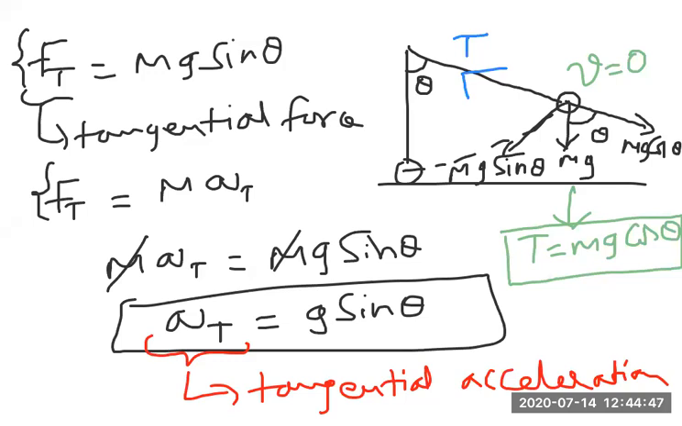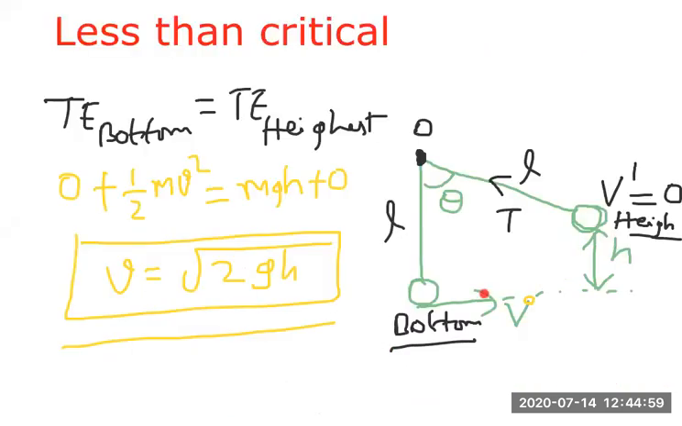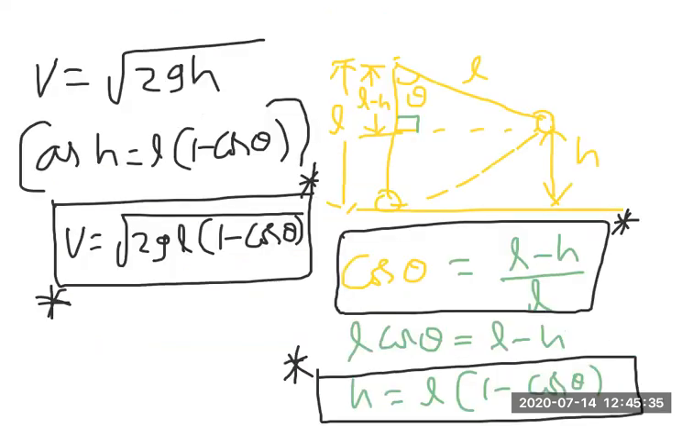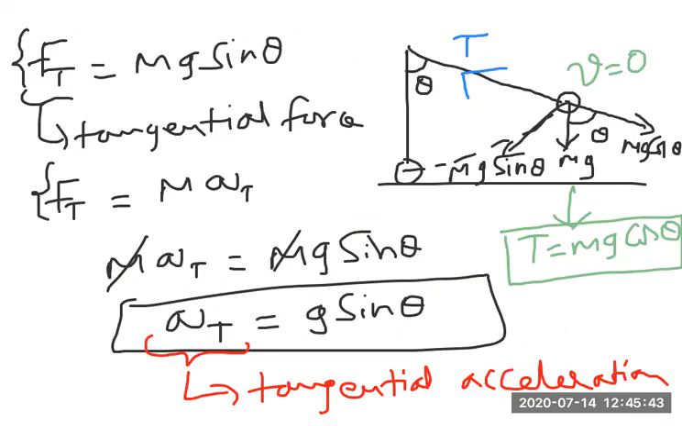So here we explain when it is less than 90, that is a less than critical situation, the body rises to some height. From the starting position, with a velocity projected less than critical value, it rises to some height and comes to rest. From here it is rising like that, and at that instant it came to rest because the projected velocity is less than critical value. That is, the velocity at bottom is less than root 5gl. Then it rises to a certain height and comes to rest. So in this regard we found the values of velocity, and again what is this tangential thing we discussed.